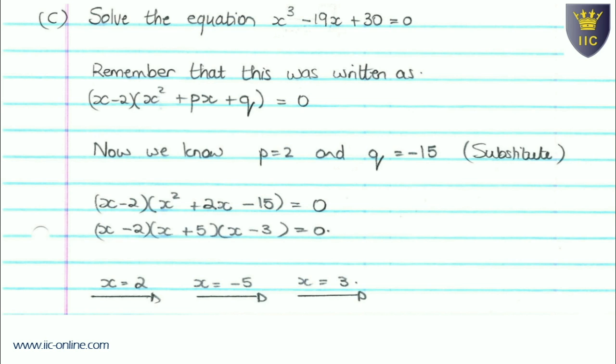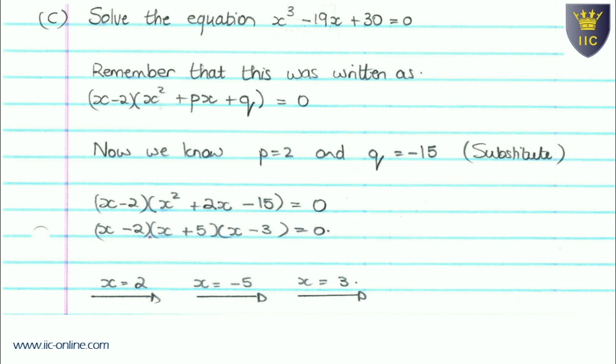So if we have this whole equation over here, we can now substitute the value for p and q. It's starting to look a little bit better. x minus 2 into x squared plus 2x, because we're putting p is equal to 2 over here, minus 15 is equal to 0. Why have I done that? Well, remember that this equation, which is what we're trying to solve, can be written as this equation. How do we know? Because they told us so in part B of the question.